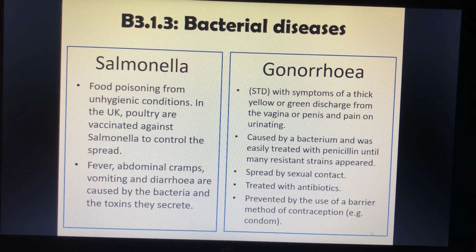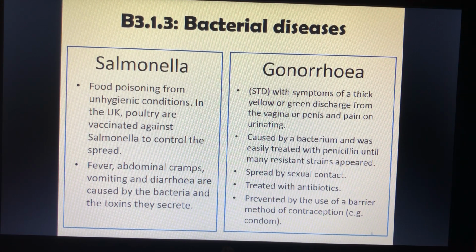So we go on to the bacterial diseases. We've got Salmonella first, which is food poisoning from unhygienic conditions. And this doesn't just mean like a dirty kitchen. This means we've chopped up some raw chicken on a chopping board and then we've used the same chopping board to maybe prepare a salad. Okay, so that's what they mean by unhygienic.